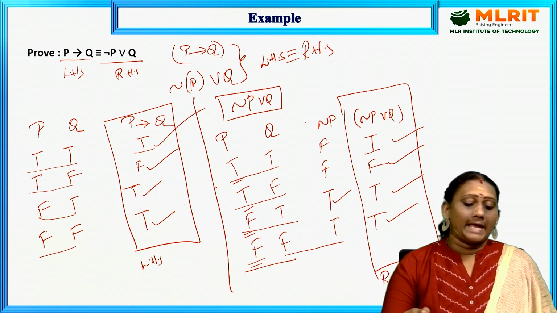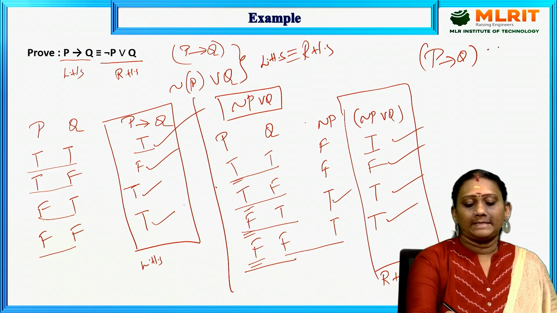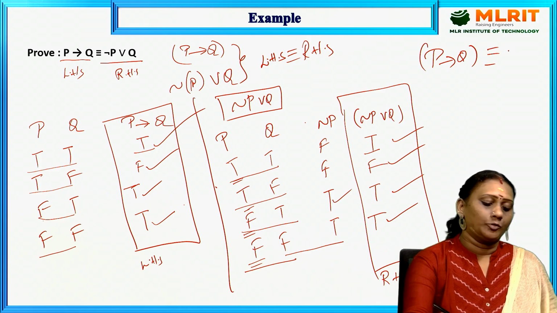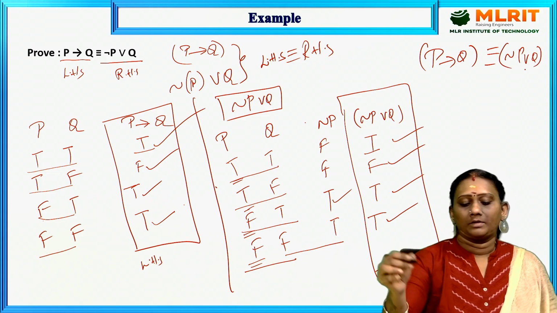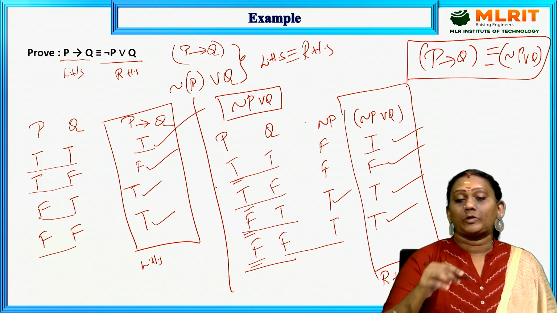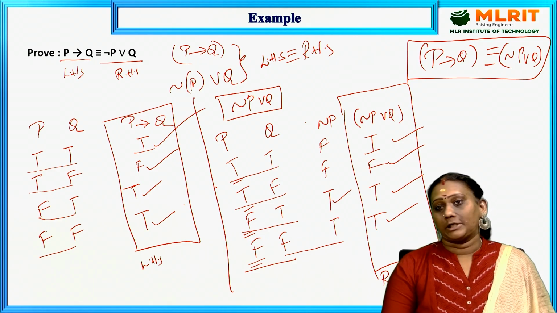So hence I conclude that P implies Q is logically equivalent to negation P or Q. This is how I conclude, based on the truth table analysis, whether two statements are logically equivalent or not.